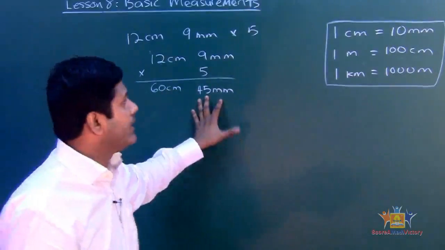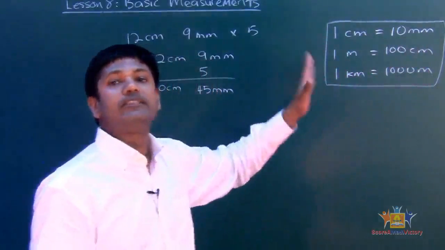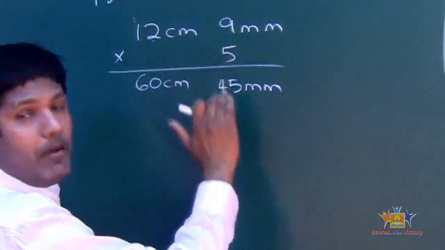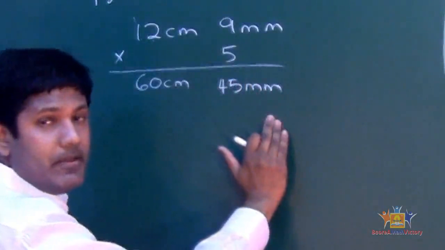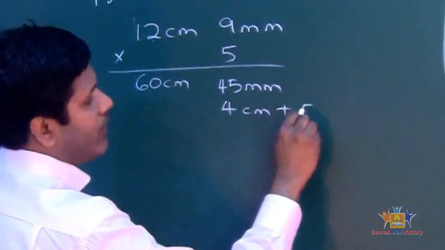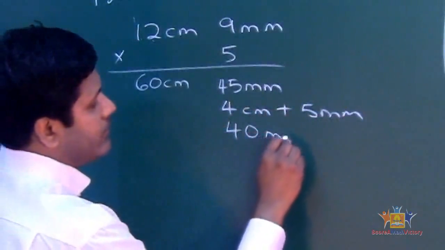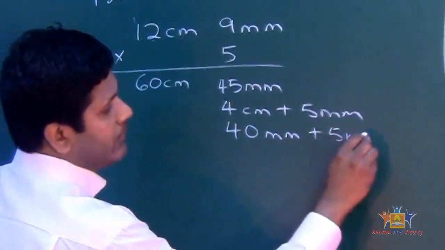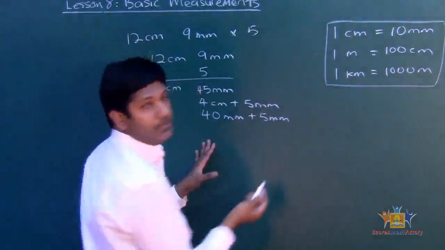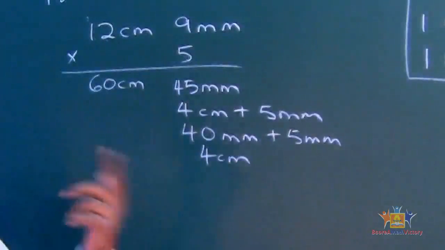it's not properly expressed. Why? It's past 10 millimeters, because you know that 10 millimeters equals what? 1 centimeter. That means I can convert this 45 millimeters. A part of it will be centimeters and part of it will be millimeters. That means 4 centimeters plus 5 millimeters. How's that? Because 40 millimeters plus 5 millimeters. The 40 millimeters is the one I'm converting to centimeters, which is what? 4 centimeters.